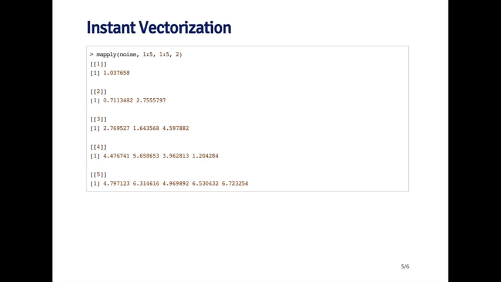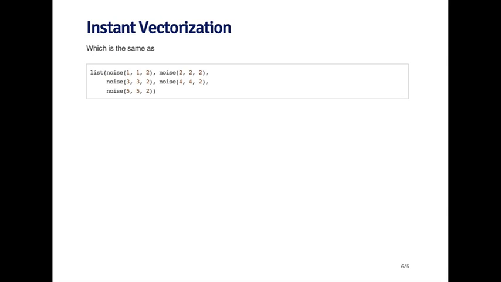I give it three sets of arguments: 1 through 5, 1 through 5, and then 2. I'm always fixing the standard deviation to be 2, but I'm changing the n and the mean. So now I've got one random variable with mean 1, two with mean 2, three with mean 3, four with mean 4, and five with mean 5. That's how I can instantly vectorize a function that doesn't allow for vector arguments. This is the same as if I were to manually type out a list with these 5 different function calls. So it's nice to be able to instantly create a vectorized version of a function that doesn't allow for vector inputs.